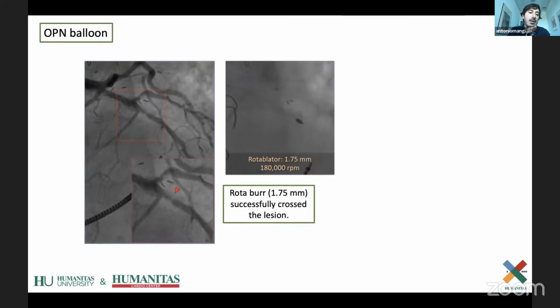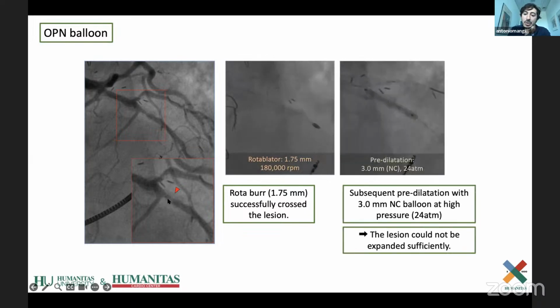Let's see this case, severely calcified lesion. I think this case was done by Antonio Colombo. So we are dealing with the boss. Tight lesion treated with the rotablator. The burr crossed nicely. You see that the vessel is severely calcified, especially in this portion. The pre-dilation was performed like standard routine with a non-compliant balloon, and you see that in this case again the non-compliant balloon appearance is not so nice.